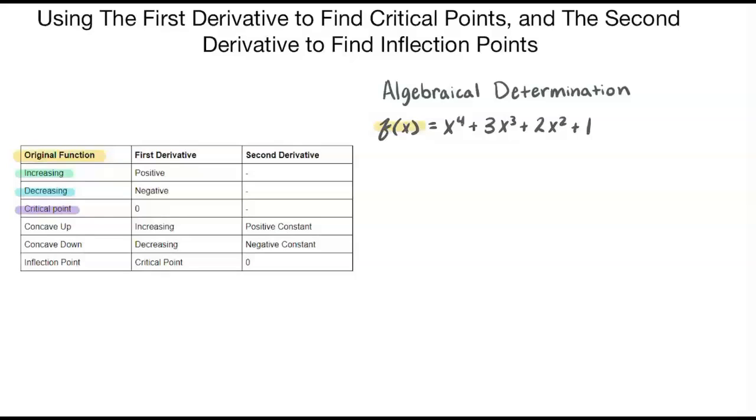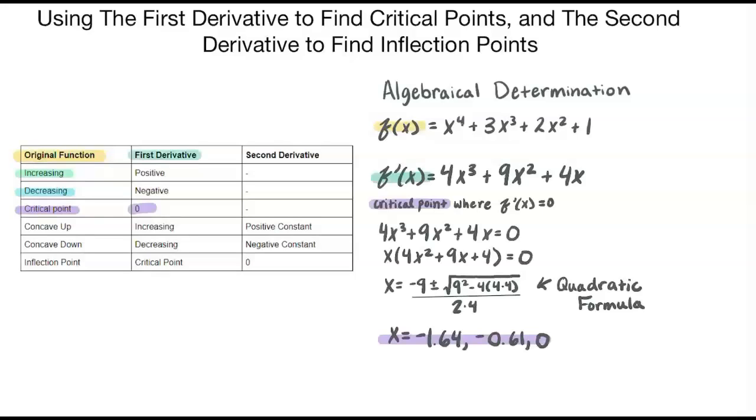The first derivative is f prime of x equals 4x cubed plus 9x squared plus 4x. Then we will set it equal to 0 and solve for x algebraically by factoring or using the quadratic formula. In this case, we will use the quadratic formula as the function cannot be easily factored. So now that we have solved the equation, can we say that the critical points occur at x equals negative 1.64, negative 0.61, and 0?